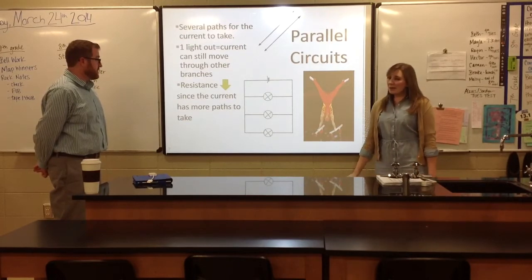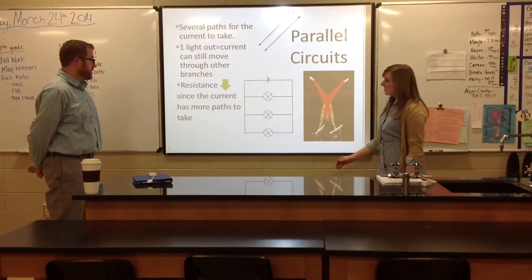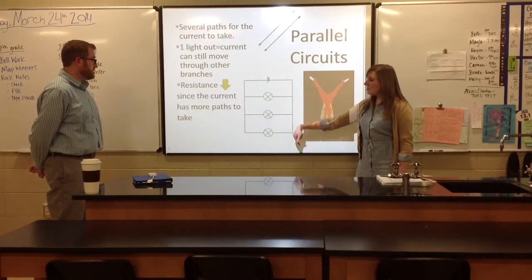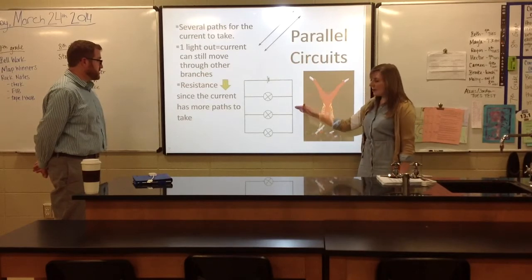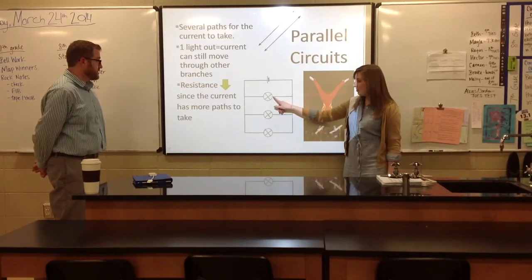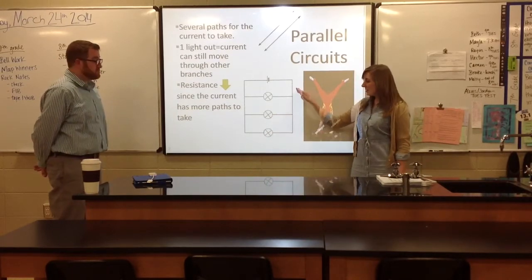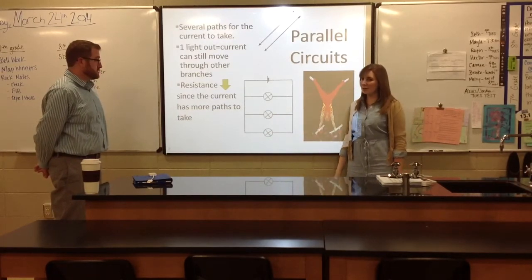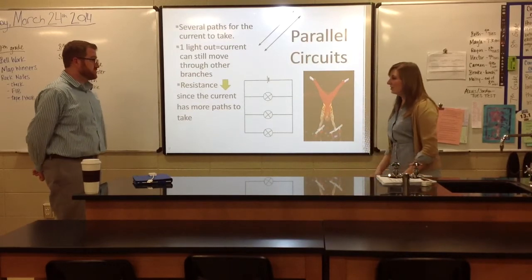The trickiest part, I think, about parallel circuits is thinking about the resistance. So the resistance is going to decrease because the current has more paths to take. We still have 3 resistors, 3 light bulbs here, but the current has more paths to get there, so the resistance is decreasing. I have an analogy for you that will hopefully clear this up.